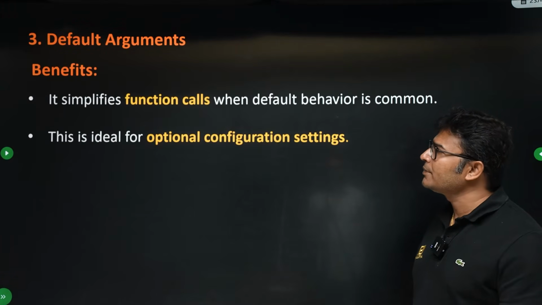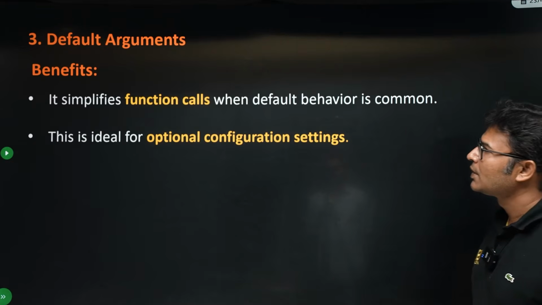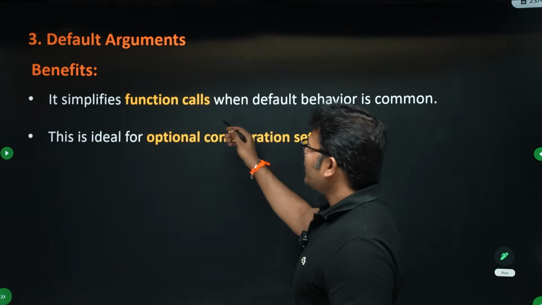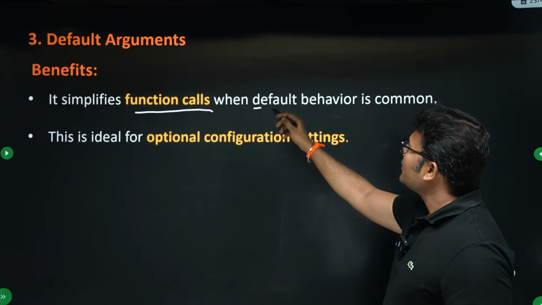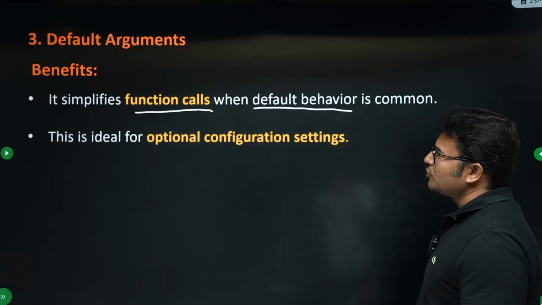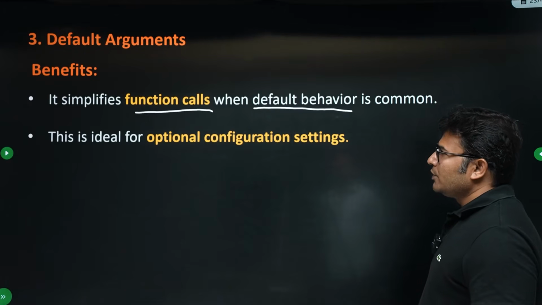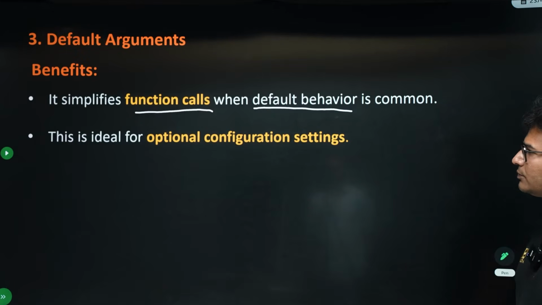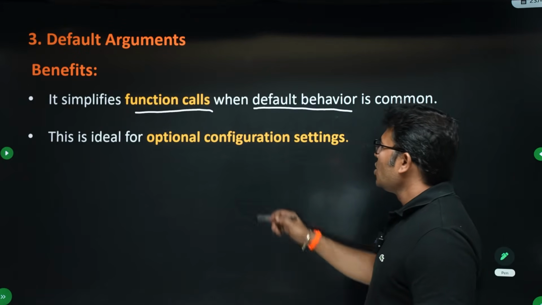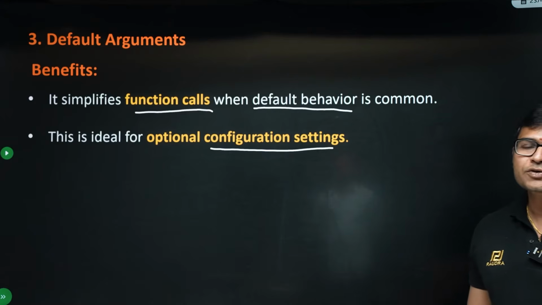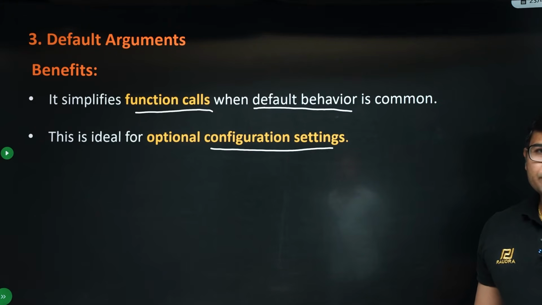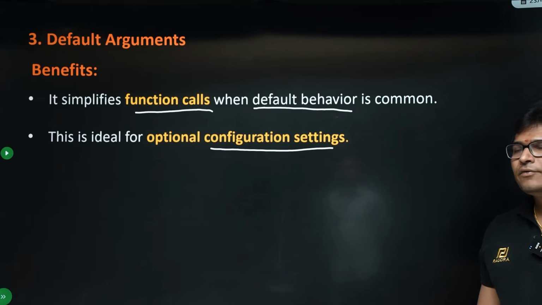Now what are default parameters? We'll see it. Okay. So when there is a default behavior, then it is going to be helpful. It is especially ideal for configuration settings. So when you are doing some configurations, most of the values will have default values. Only some of the values will change. In those cases, having default arguments is useful.